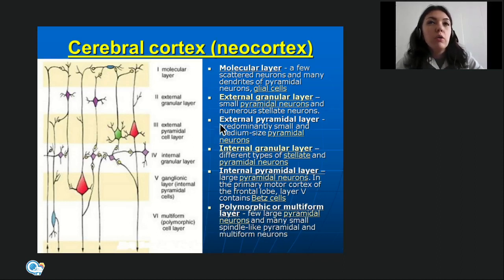I told you there are not always 6 layers. Sometimes there are 5. For example, in the precentral gyrus, there is no internal granular layer at all, so there are 5. And in the postcentral gyrus, the internal granular layer is divided into 3, so there are 8 in this case. So from 5 to 8 layers, but typically in most parts there are 6.